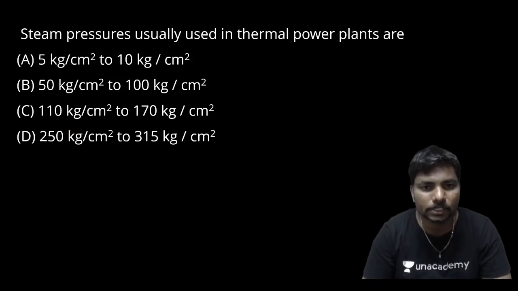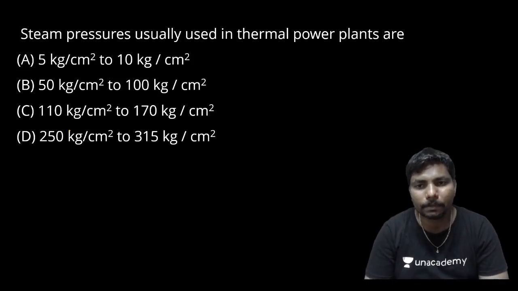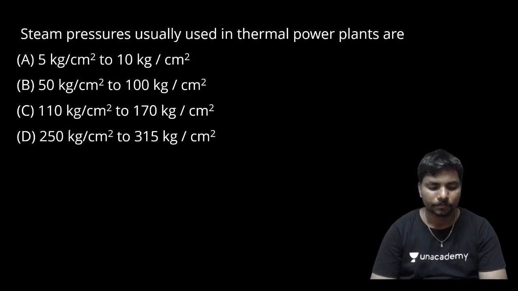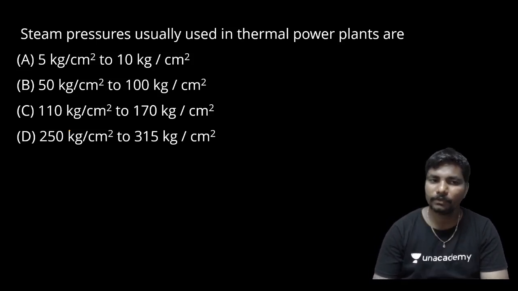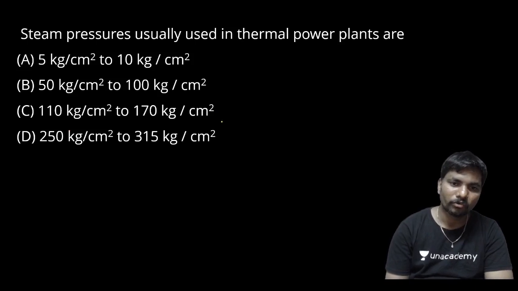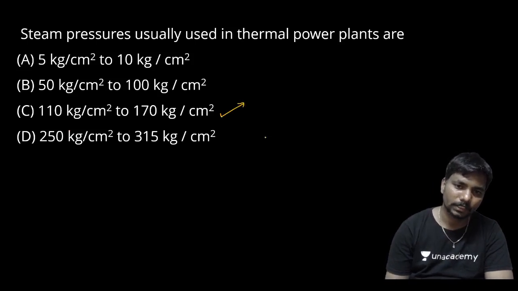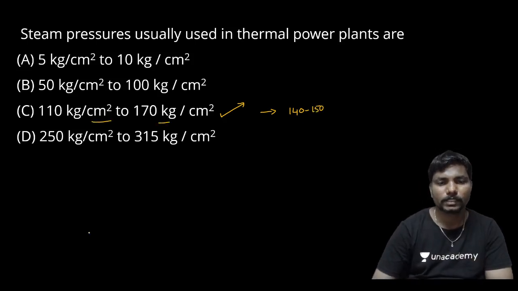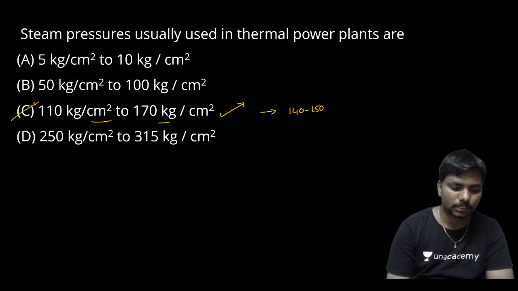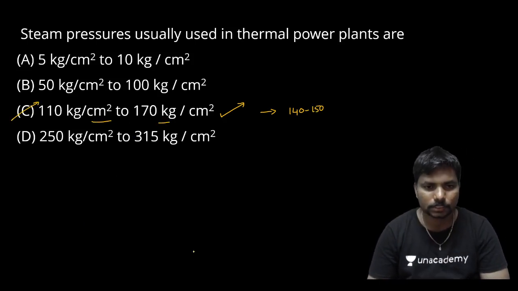And the steam pressures usually used in thermal power plants are tested. The steam pressures we usually use are between 100 to 200, that means 110 to 170 kg. Approximately you can go for 140 to 150, and we can also use 110 to 170. So the answer is option C.